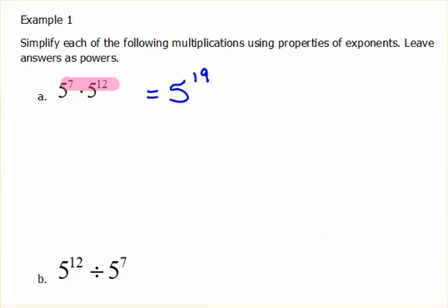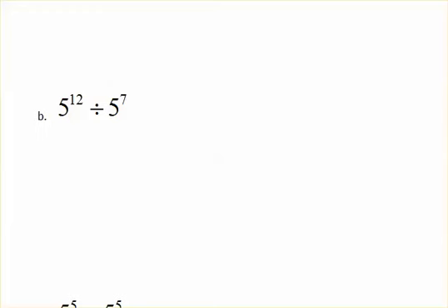Now our next one says 5 to the 12th divided by 5 to the 7th. Well, again, we are dividing like bases, and our rule says now that we're supposed to subtract the exponents. So 12 minus 7 is 5, so this should equal 5 to the 5th power.